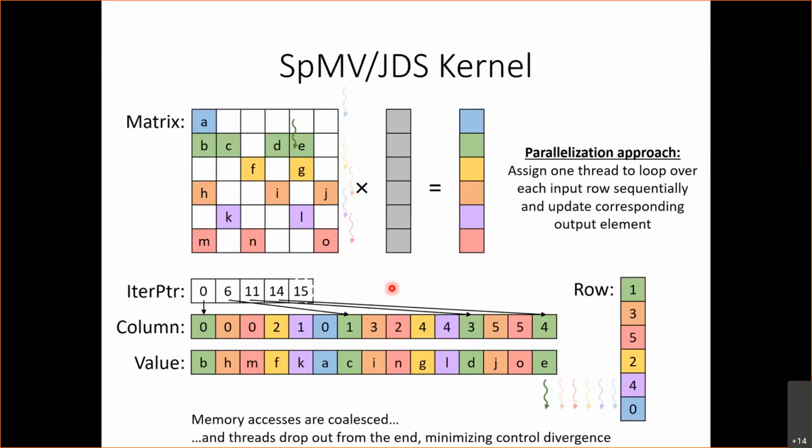It's good. The control divergence is also very good, and that was the whole point of doing JDS. Because we sort the rows, the control divergence is quite good. Okay, so these are the trade-offs of JDS.